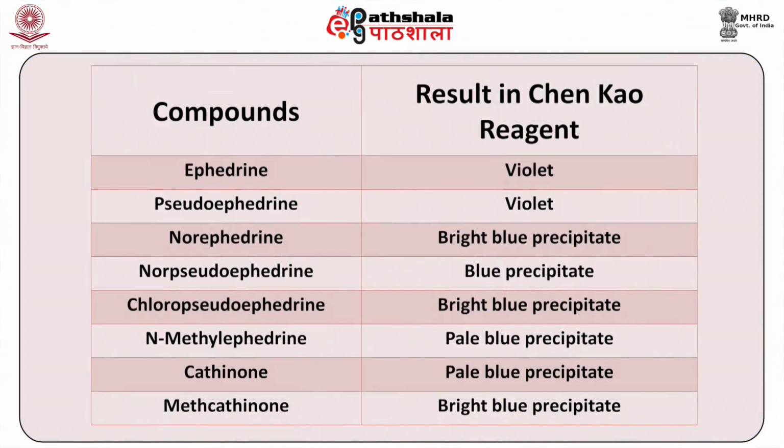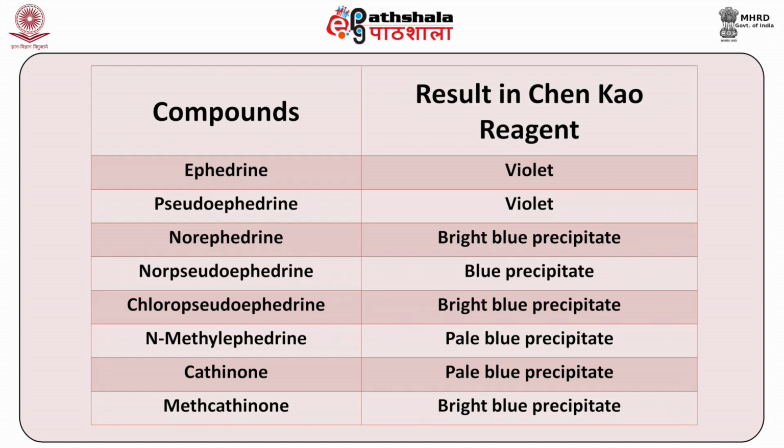This test is used to distinguish ephedrine, pseudoephedrine, norephedrine and methcathinone from amphetamine and methamphetamine. The latter two do not react with Shen-Kao reagent. The reagent is prepared in 3 parts. In this table we have shown in the first column the compounds, and in the second column the results obtained from the Shen-Kao reagent.